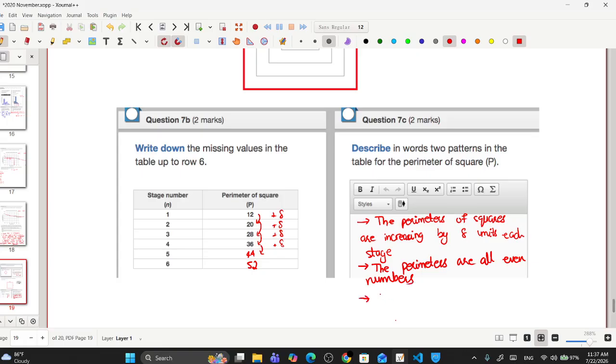Another example that I can also say is the perimeters are all divisible by both 2 and 4. That's also a valid answer, right? So that's the way I can prove that the pattern we have found is correct. Does that make sense?